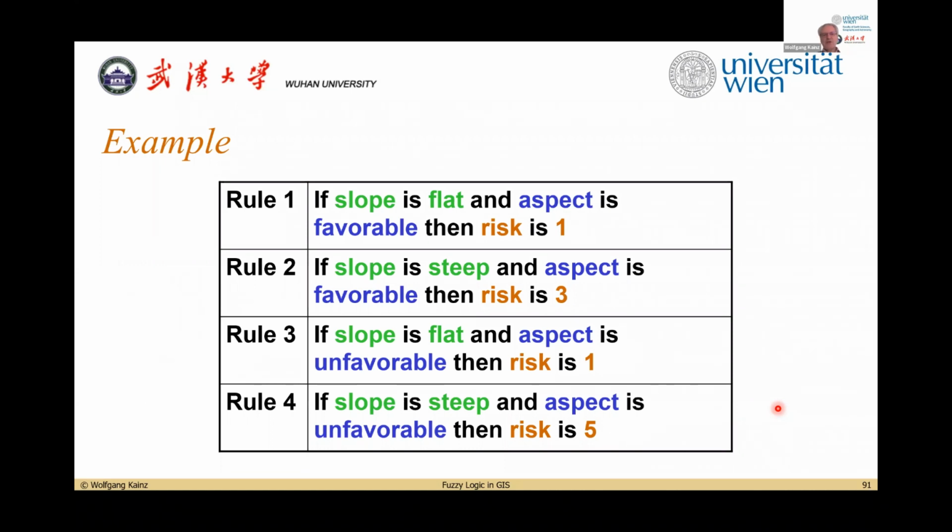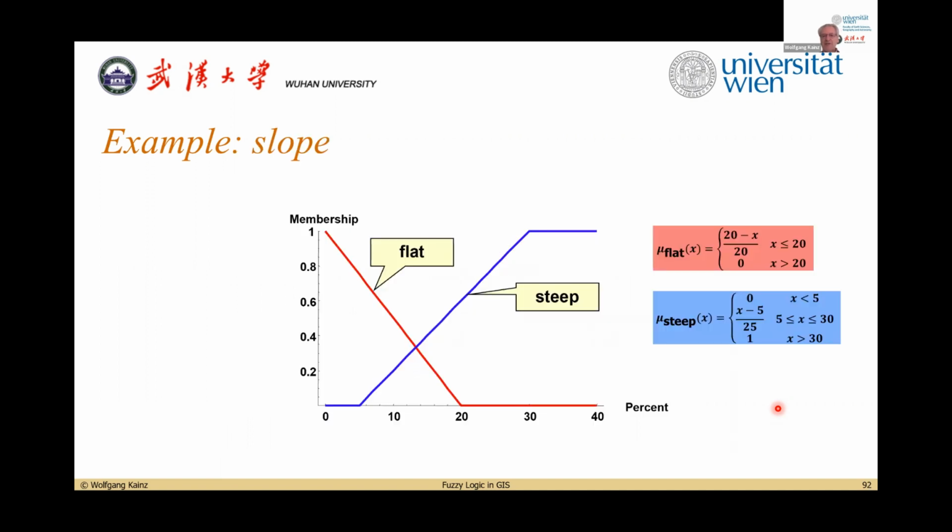Rule number 1 would say, if the slope is flat and the aspect is favorable, then risk is 1. Rule number 2 says if the slope is steep and the aspect is favorable, then the risk is 3. Rule number 3, slope is flat and the aspect is unfavorable, then the risk is 1. And rule number 4 says if the slope is steep and the aspect is unfavorable, then the risk is 5. So what we want to do is implement that again using an Excel spreadsheet with the simplified method.